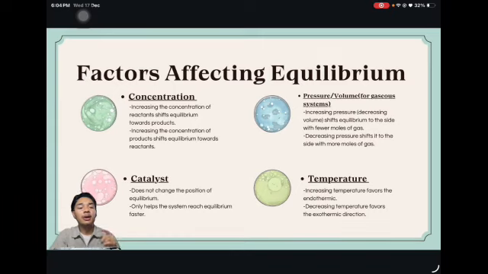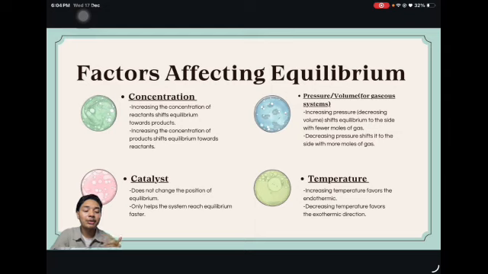Next, the factors affecting equilibrium. Number 1, concentration. Increasing the concentration of reactants shifts the equilibrium towards products. Increasing the concentration of products shifts the equilibrium towards the reactants. Next, a catalyst does not change the position of equilibrium. It only helps the system reach equilibrium faster. Next, pressure or volume. For gaseous systems, increasing pressure decreases the volume, and decreasing pressure shifts the equilibrium to the side with more moles of gas.